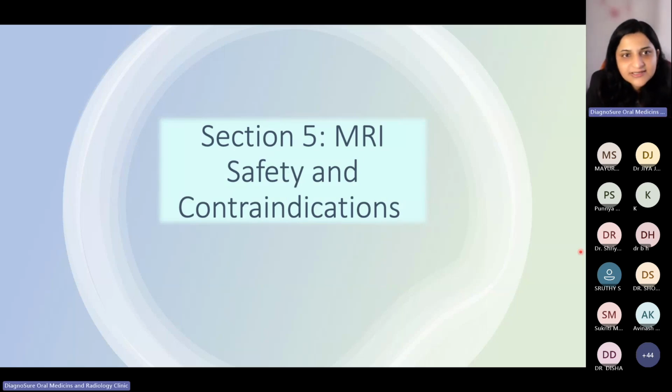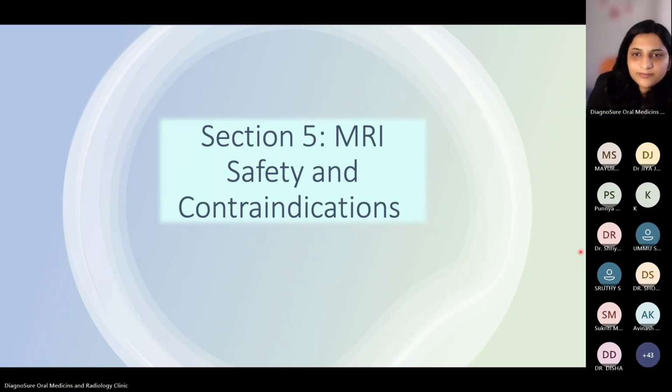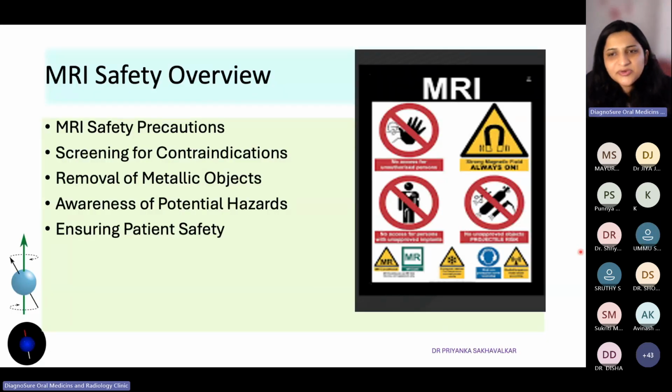Coming to the very last section, MRI safety and contraindications. First, MRI is an overall safe imaging modality, but specific precautions are necessary to ensure the patient safety. These include screening for contraindications, such as presence of any metallic implants or devices that might interfere with the magnetic field. Additionally, patients should be aware of the importance of removing all metallic objects before entering the MRI scanner to avoid any potential hazard.